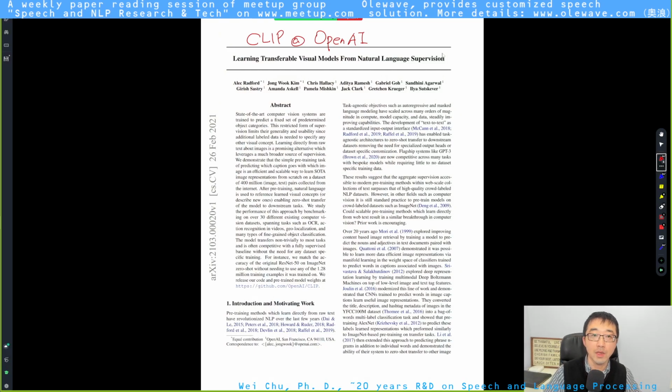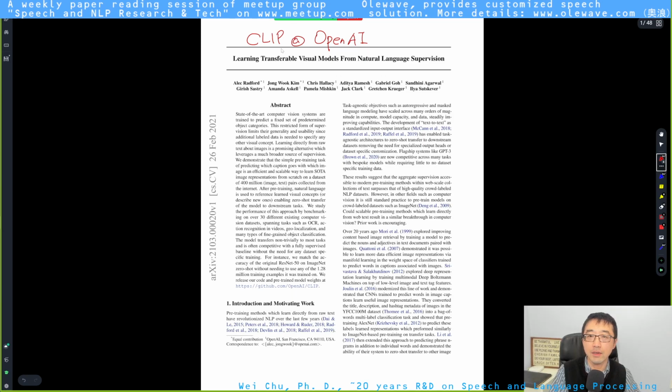Today, we're going to be sharing the infamous paper CLIP by OpenAI. Its title is Learning Transferable Visual Models from Natural Language Supervision. Just remember, it's actually the CLIP paper.